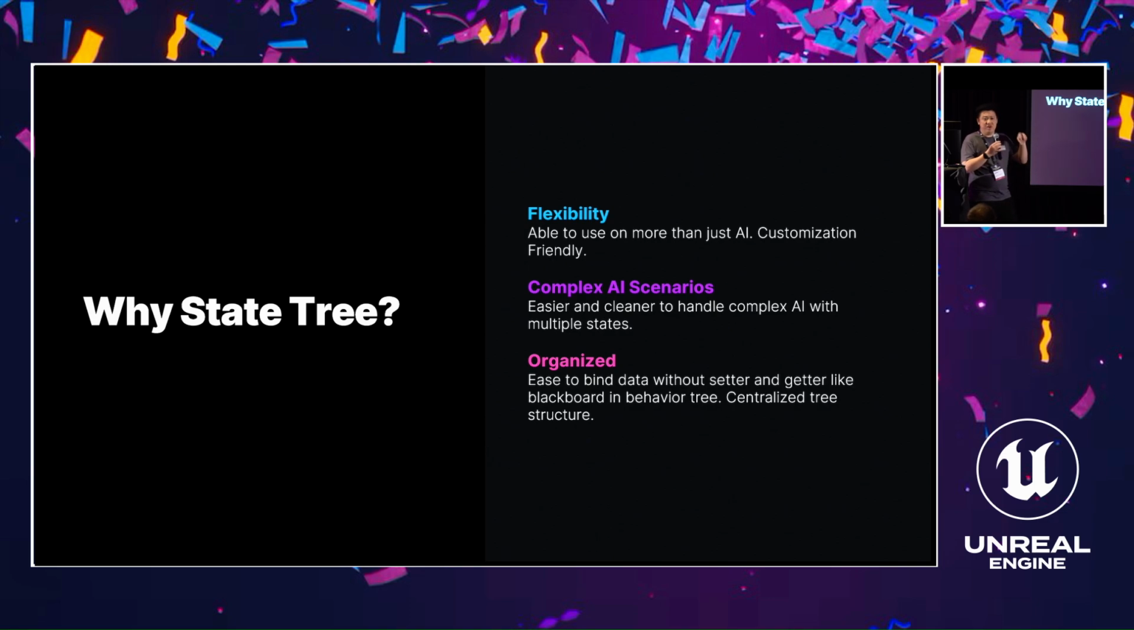So behavior tree, as you know, is tied to AI controller. It just doesn't work without AI controller. It's not the case in state tree. So it's easier and cleaner to handle complex AI with multiple states.